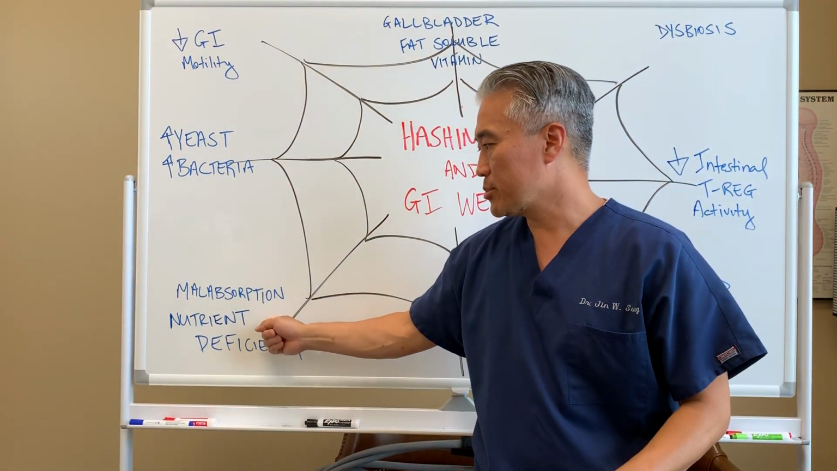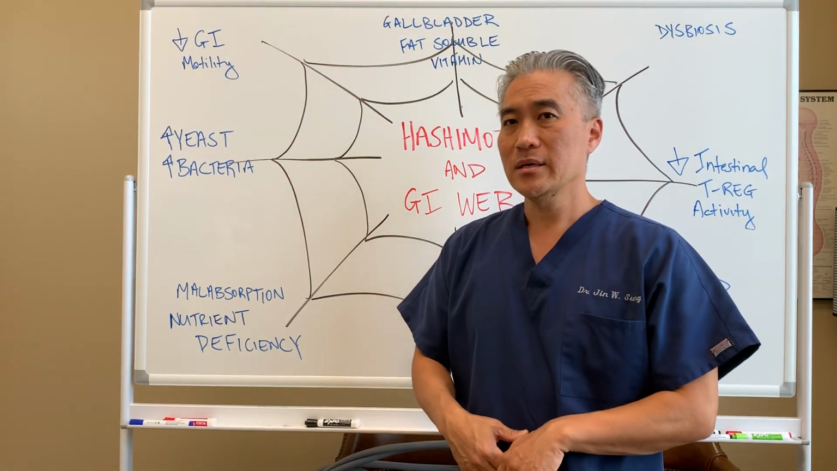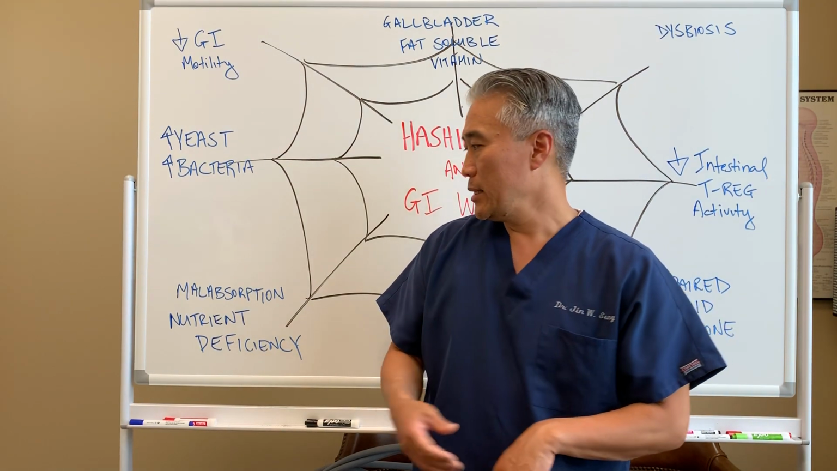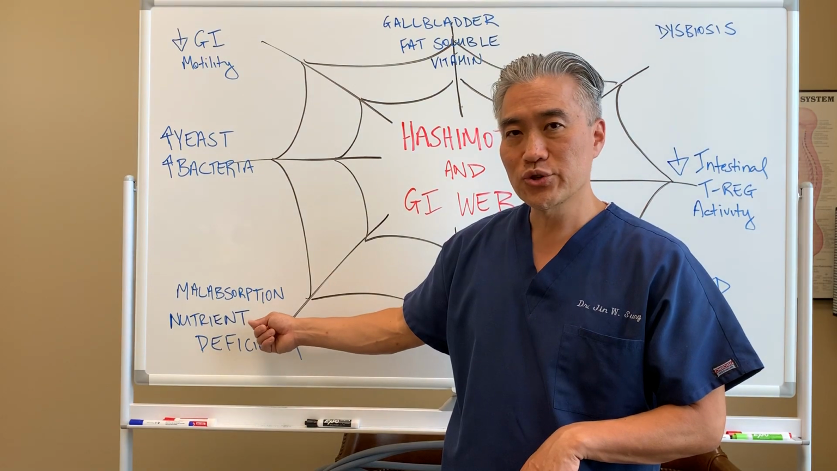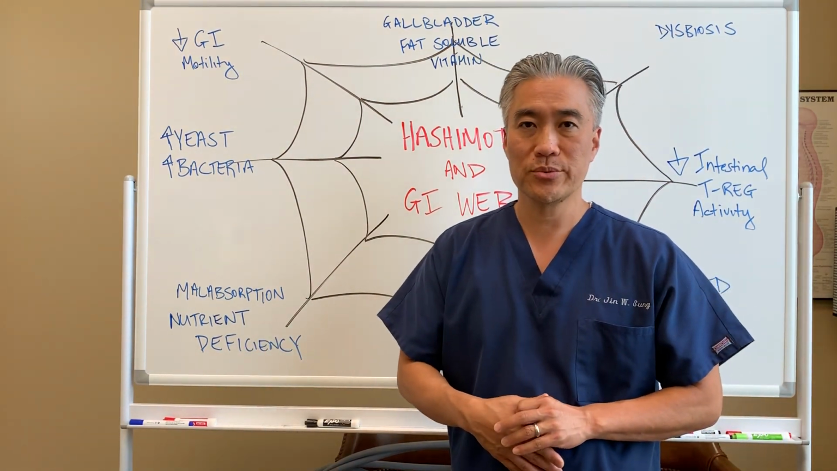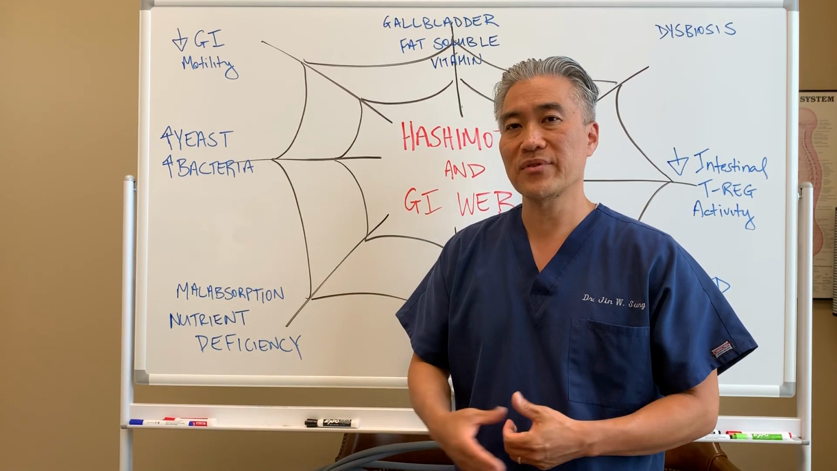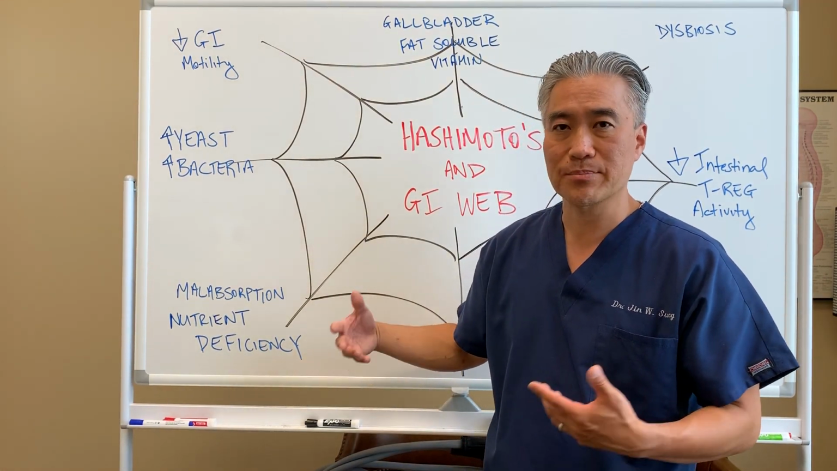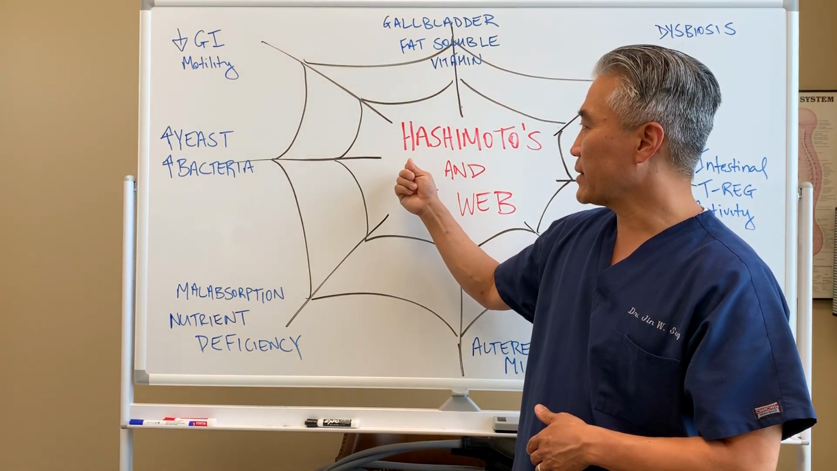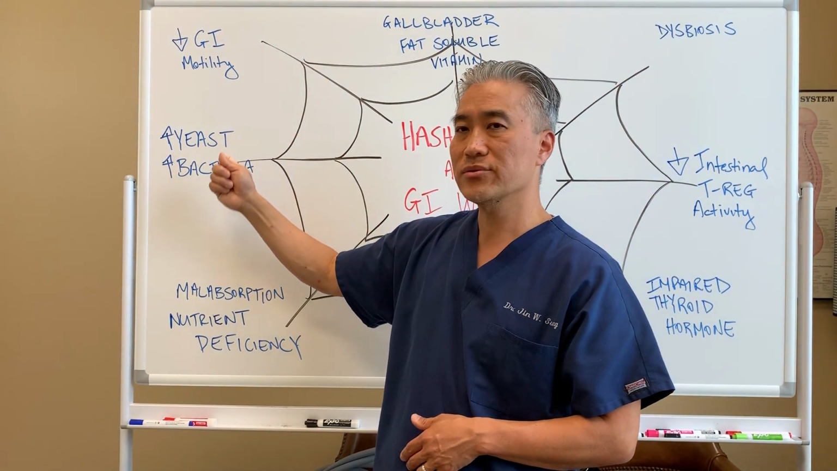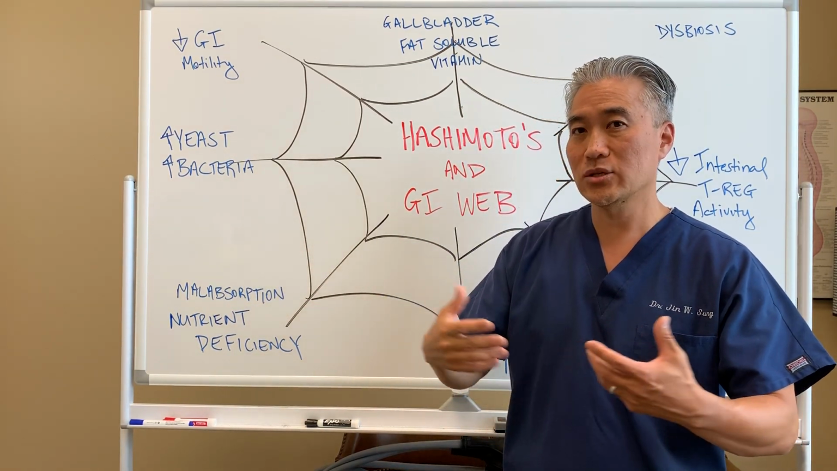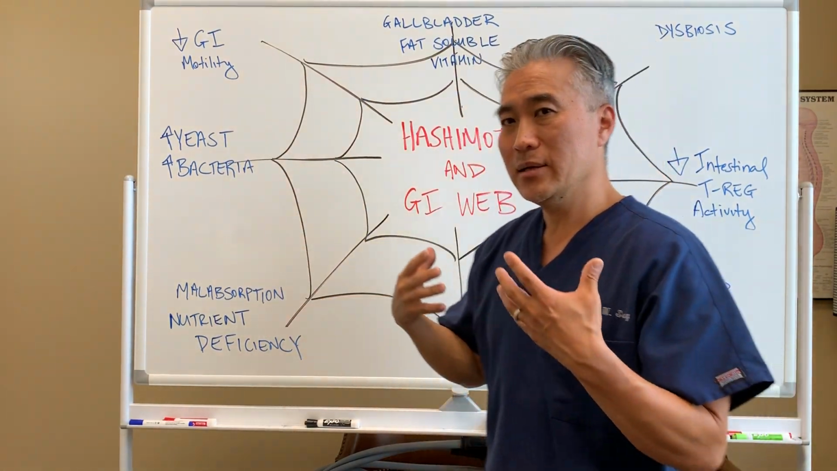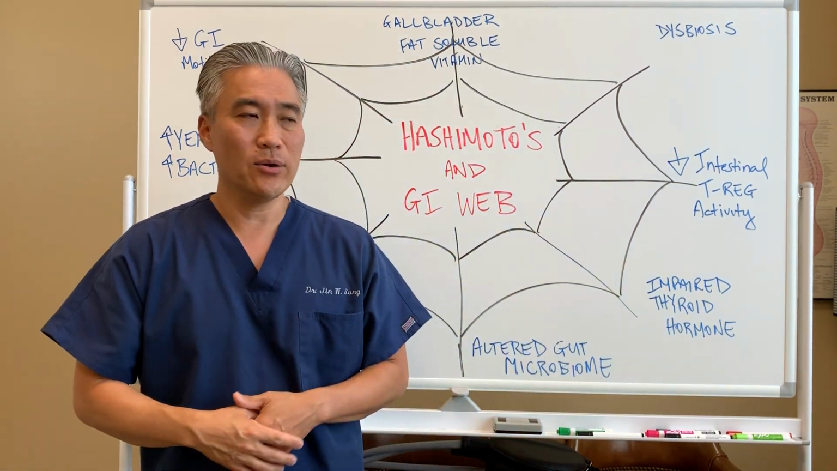Another one here is malabsorption of nutrients, right? If your GI motility is slow, then you're not going to absorb your nutrients as well. So malabsorption of nutrients or nutrient deficiency is very common with patients who have Hashimoto's thyroiditis. One, they sometimes don't even have enough stomach acid production to break down things like fats, proteins, and carbohydrates. Another thing that can happen is it can increase yeast cells and bacterial cells and eventually lead to inflammation or infection.